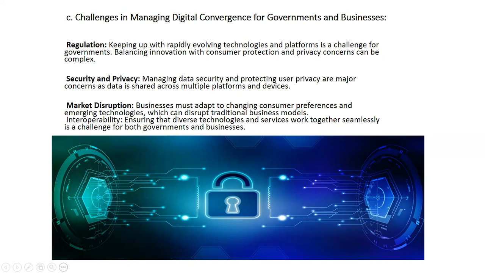The second challenge is security and privacy. We have a problem of malware that is created by hackers. So security is another challenge, and privacy. Managing data security and protecting user privacy are major concerns as data is shared across multiple platforms and devices. With digital convergence, it's very hard for companies, government sectors and businesses to secure data, because there are malicious worms on the internet that are created by hackers that damage the data and the privacy of the data.